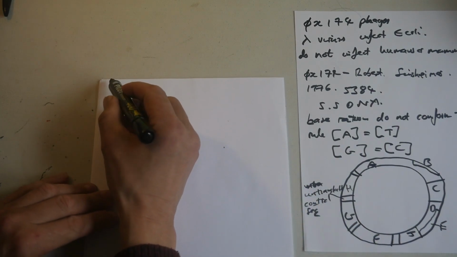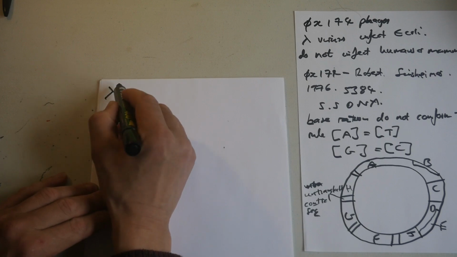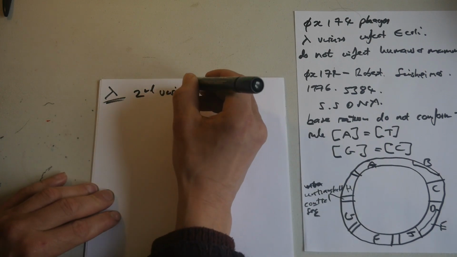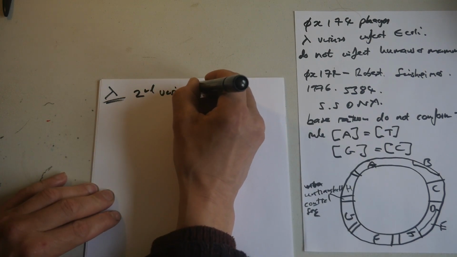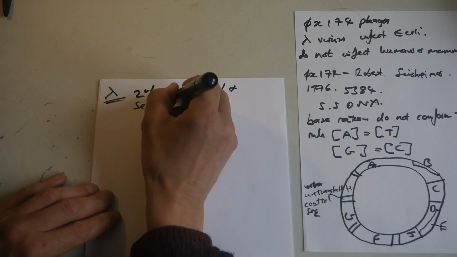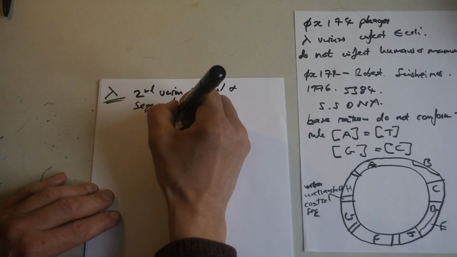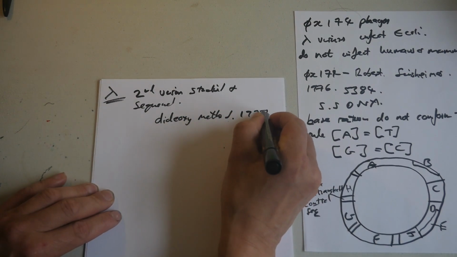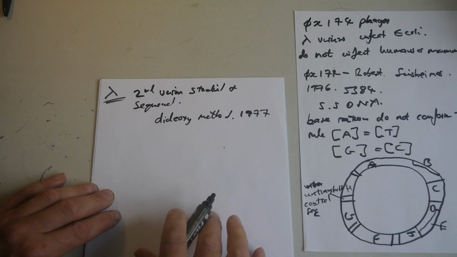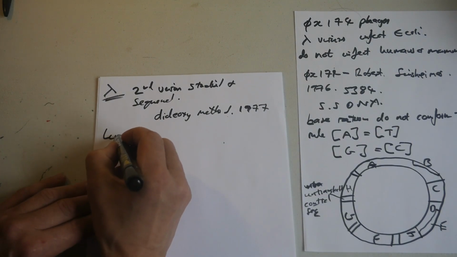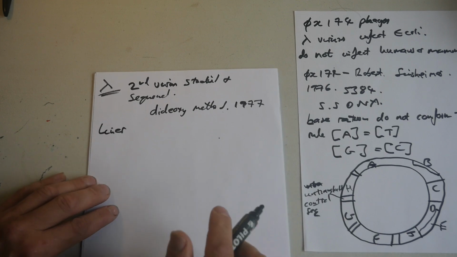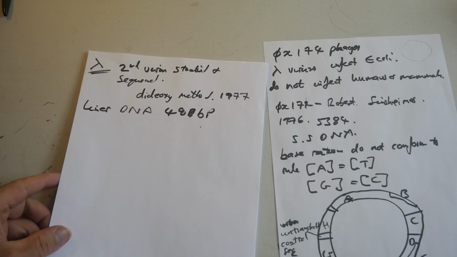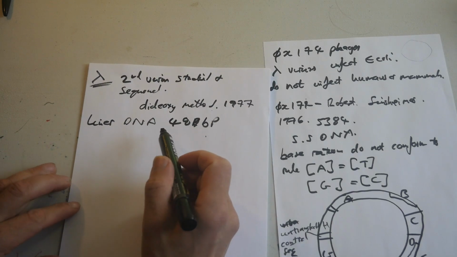And then Sanger followed this with Lambda, the second virus studied, which was sequenced using the dideoxy method. And this was in 1977, okay? So this is a linear DNA. So I've been over Lambda.